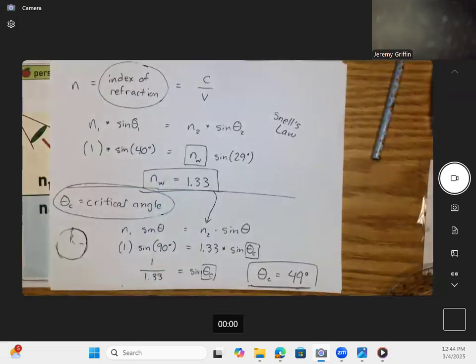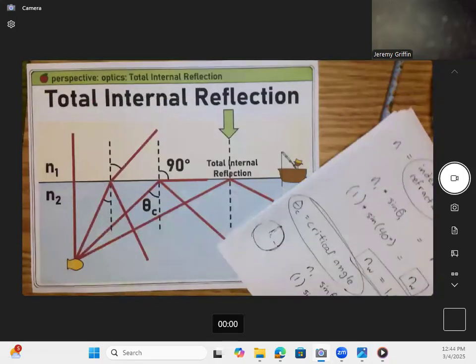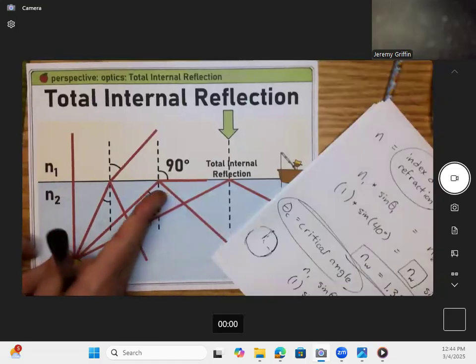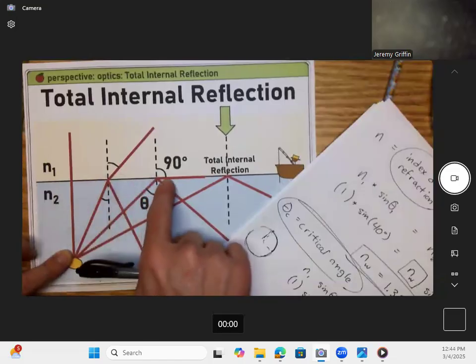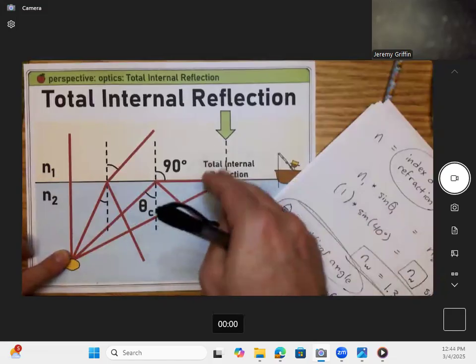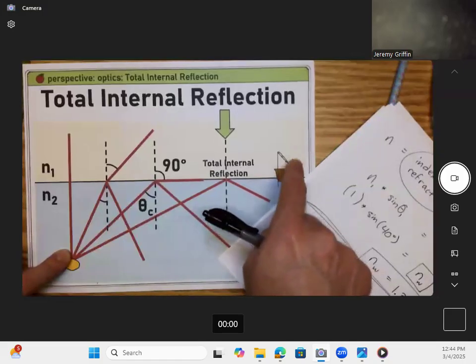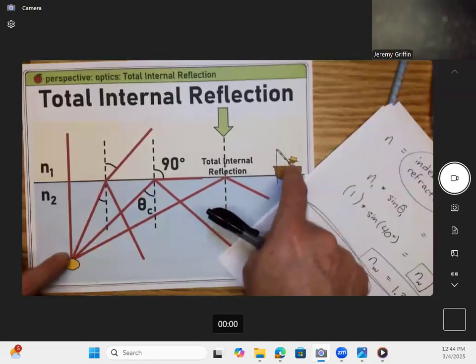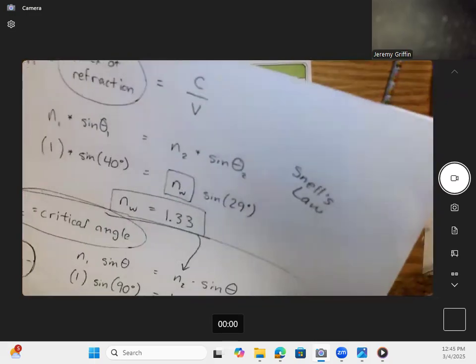Let me rewind a little bit and do a little recap. What that means is if you're this fish down here, if this angle turns to 49 degrees, then anything beyond that, the light's just going to total internal reflection, and it's not going to refract at all. It never goes above the ocean line. And any bit of fish that this fisherman sees, he's going to see emerge from beyond 49 degrees, somewhere over here, maybe like 40 degrees or something like that.